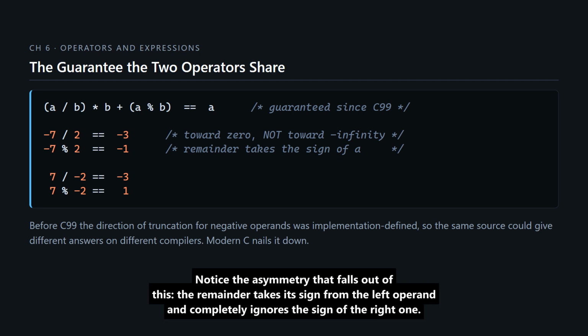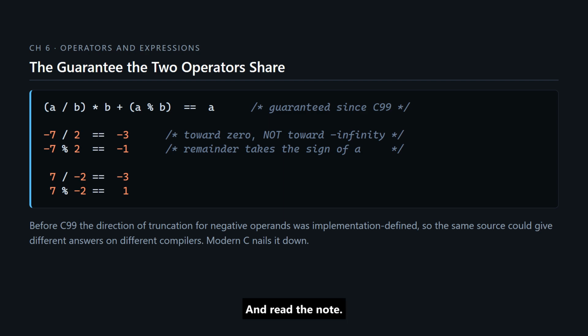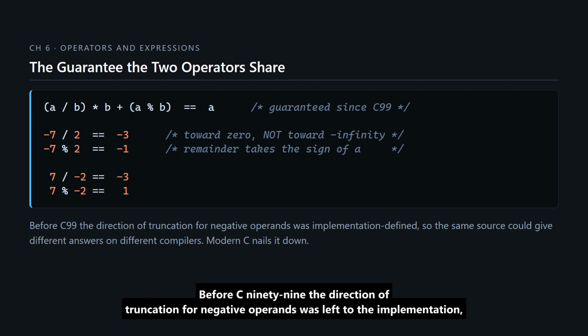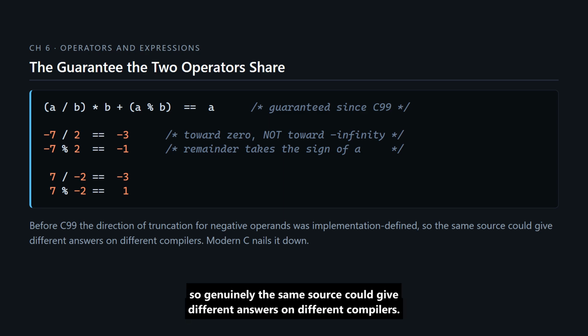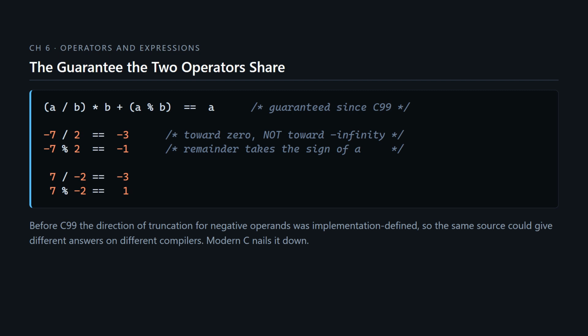Notice the asymmetry that falls out of this. The remainder takes its sign from the left operand and completely ignores the sign of the right one. And read the note. Before C99, the direction of truncation for negative operands was left to the implementation. So genuinely the same source could give different answers on different compilers. Modern C settles it. Both operators round towards 0 everywhere.